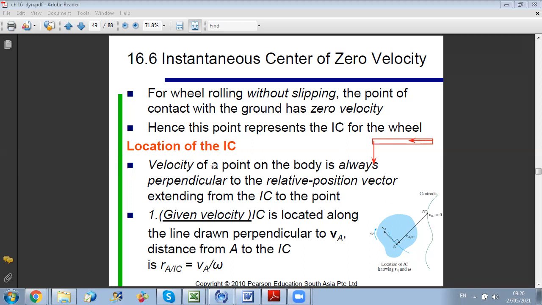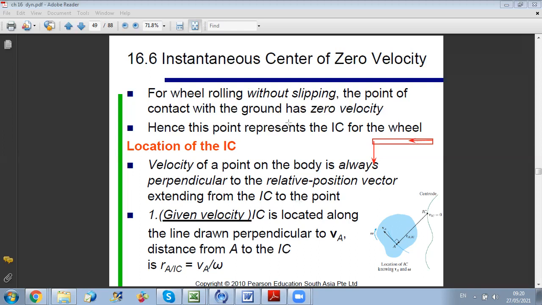We know that the velocity of a point on the body is always perpendicular to the relative position vector extending from the IC to the point. This characteristic is very important. Since the IC has zero velocity, the velocity of any point will be perpendicular to the line joining the point A to the IC. Okay? This is why, if you know the velocity of 2 points on the body, you can find the IC.